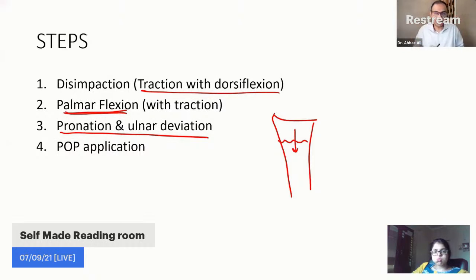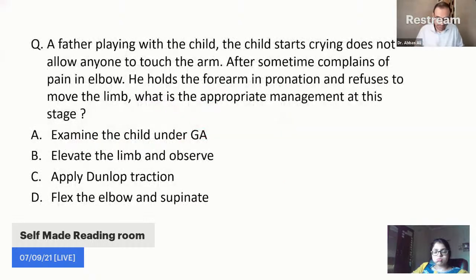Got it, Gautami? Got it? Everybody, Harish, right? Okay. So if you get this in the exam, you should be able to answer. Both are separate. Both are separate. Okay. Next. Answer this.